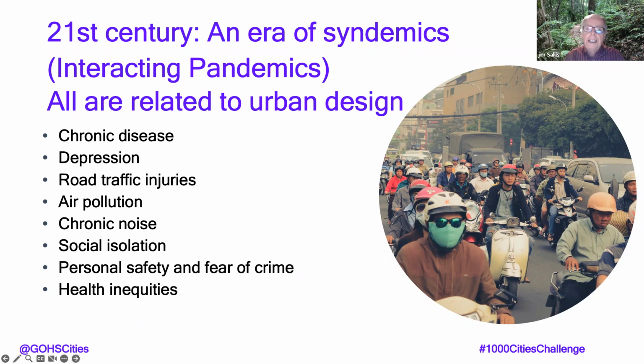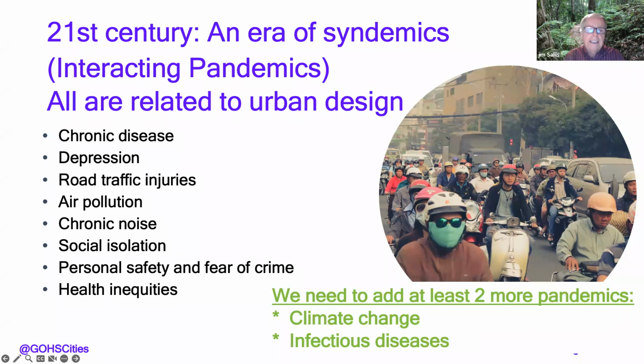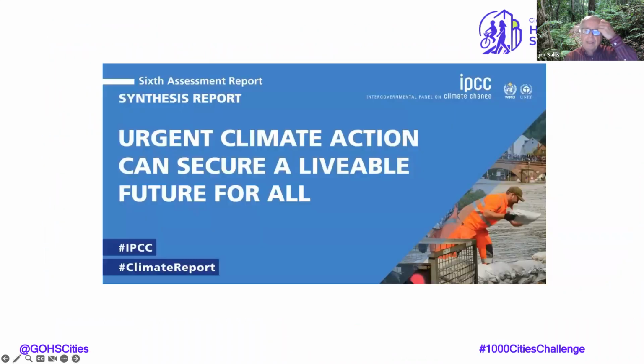And I'm thinking of two things. One is that all of these health problems that are listed are pandemics that are happening at the same time and that interact with each other. That makes them syndemics. And so we have a lot of syndemics going on right now. And the other thing that I think is helpful to think about is that urban design and also transportation policies are solutions that can help solve multiple problems. And many of us think of those are the best kind of solutions. But all of these health problems are not the end of the story. We need to add at least two more pandemics, which are climate change and infectious disease. And I just want to give a brief look at that.